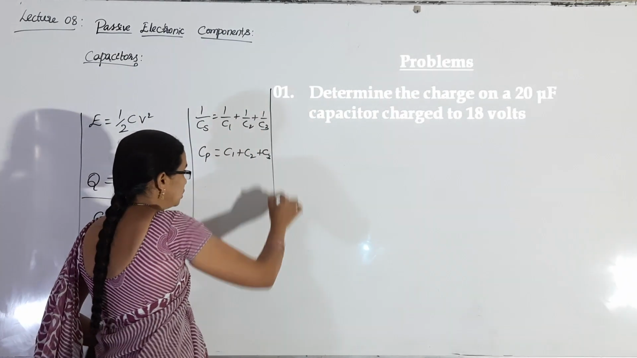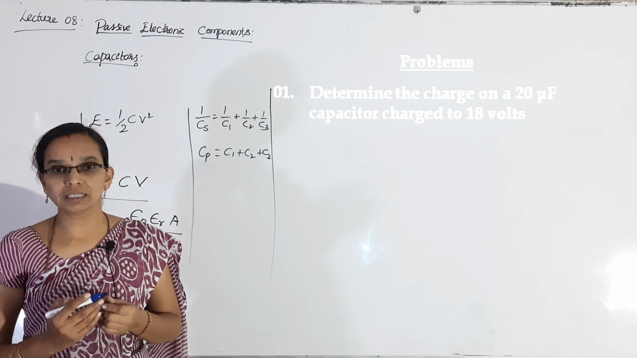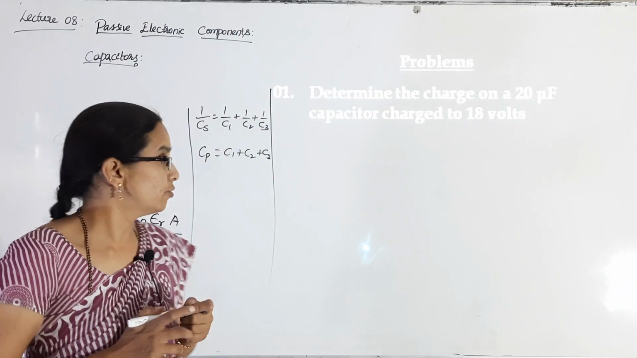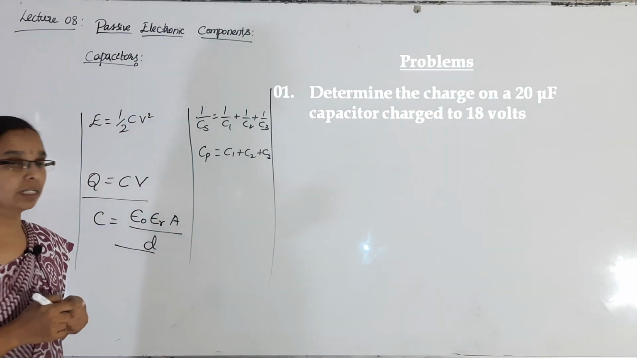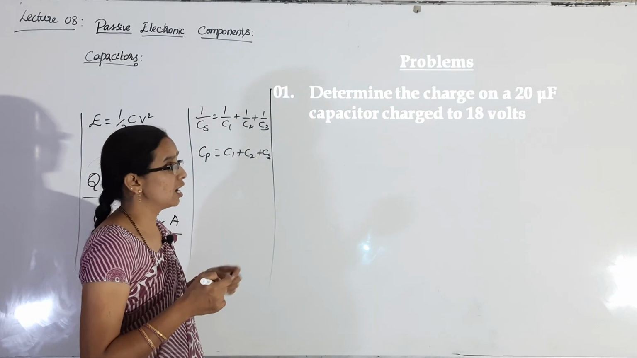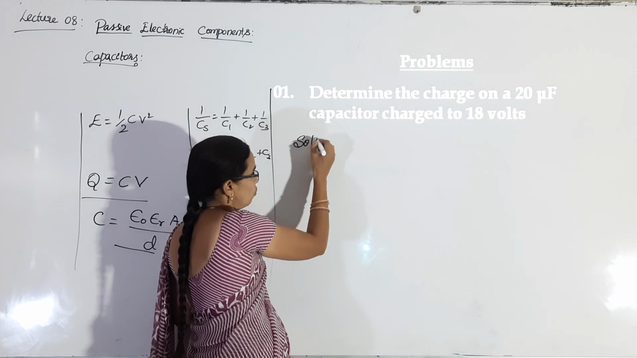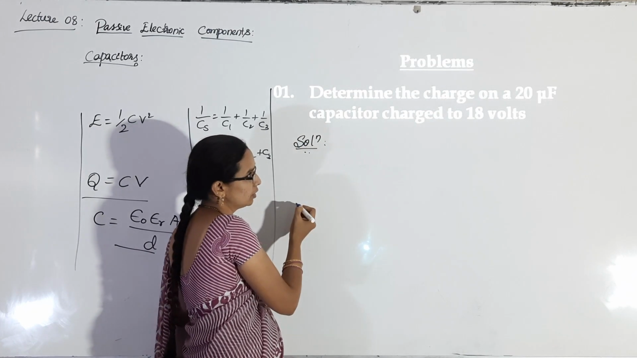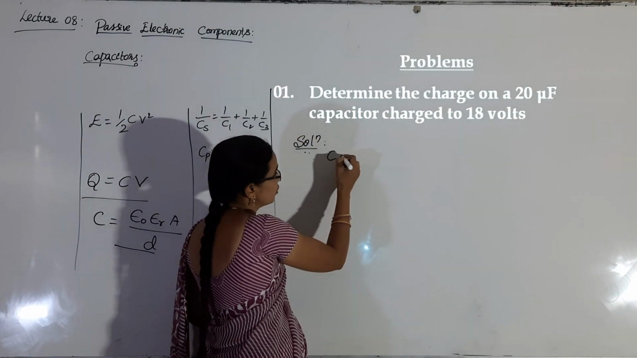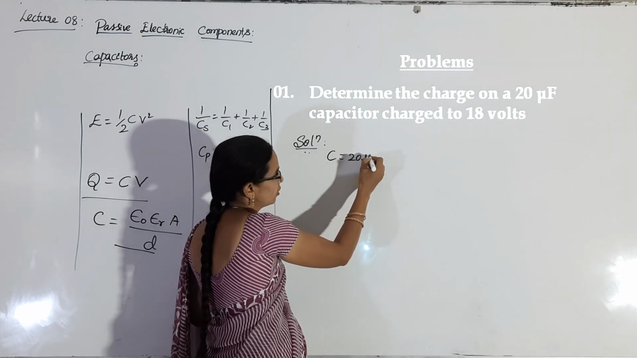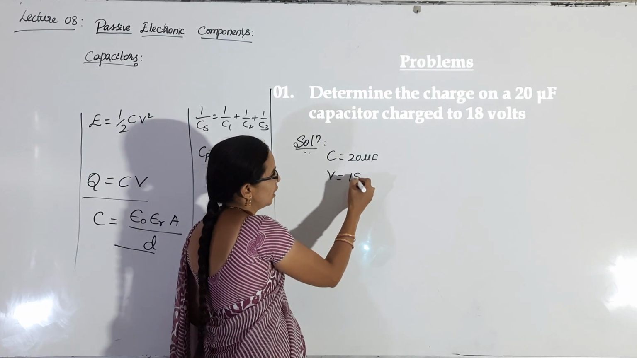So if you know all these formulas very well, we can easily solve the problems on capacitors, okay. The first problem: determine the charge on a 20 microfarad capacitor charged to 18 volts. First, in the solution, what is given: a 20 microfarad capacitor, that is the capacitance of the capacitor, 20 microfarad, and the voltage across the capacitor is 18 volts.